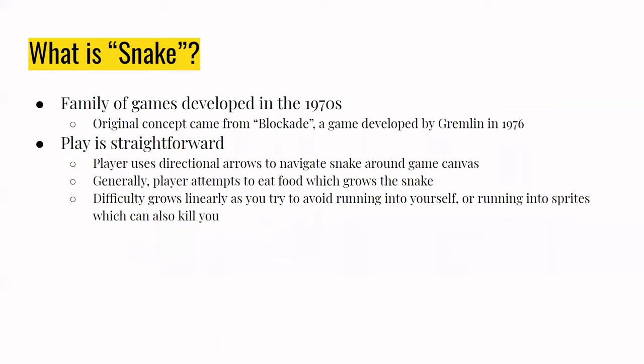It was popularized in a game called Blockade, developed by a company called Gremlin. The general idea of it is that a player has a snake-like object which they maneuver around in a bounded canvas on a video screen. The basic idea of the game is to maneuver it around the screen and try to pick up different food type objects. There's a bit of variability across different platforms. Generally speaking, though, the idea is to maneuver the snake towards food, which allows the snake to grow in size.